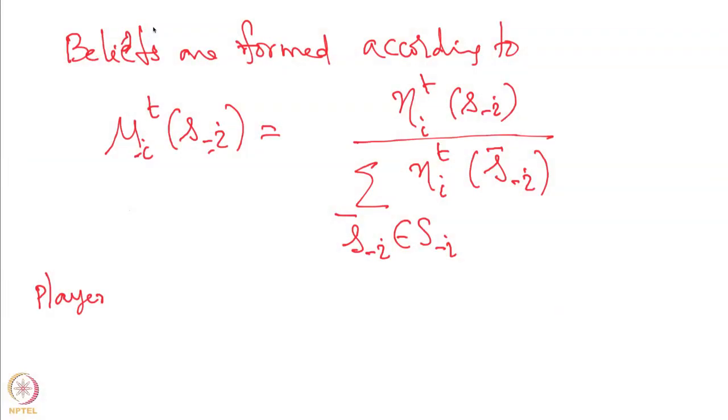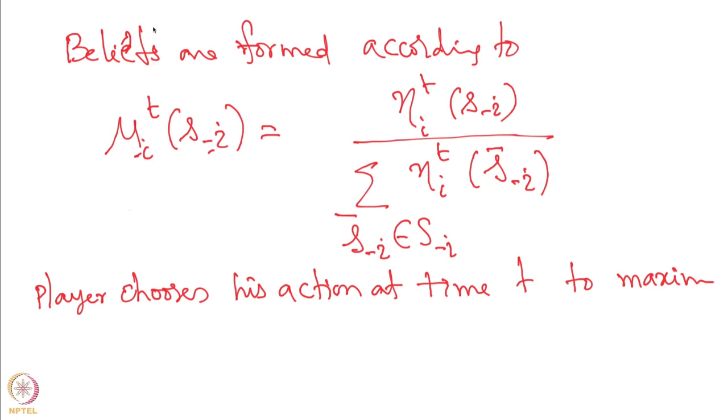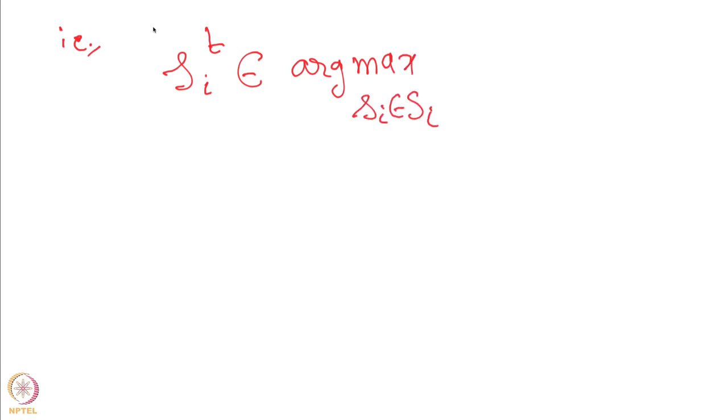Once this belief is there, the player chooses his action at time t to maximize his payoff. That is what it means: he will choose s_i^t which maximizes, over his strategies, the payoff u_i of s_i and mu_i^t. mu_i^t is the strategy that he believes the opponent is following. So when the opponent follows mu_i^t, the s_i which maximizes my payoff, that s_i^t is what I will choose.